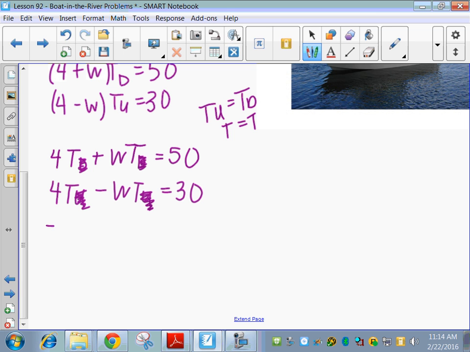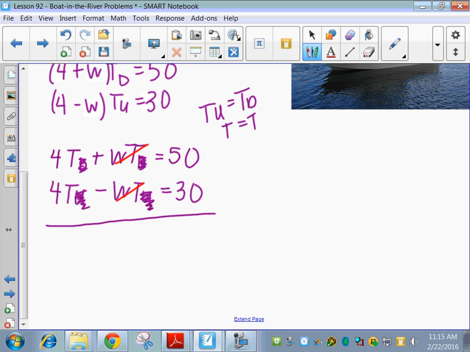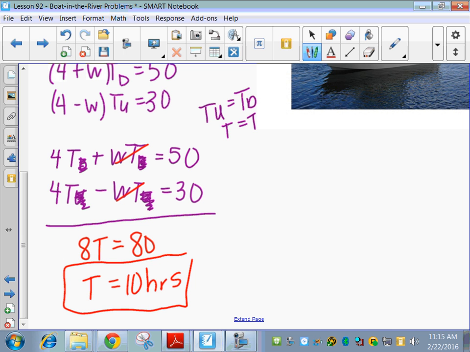So this one becomes a really easy elimination problem now that we've got positive WT and negative WT. So these are going to cancel right here. And I'm going to add these together. That's 8T equals 80. So time is 10 hours. And this is the time up and the time down because it said same times. That was a 10-hour boat trip, you guys. That's quite a trip.